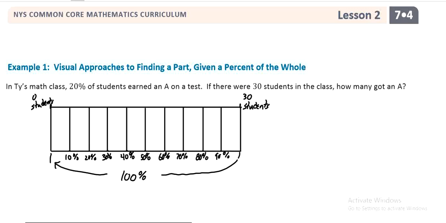Now on the top, I want you to think of this though. There are 30 students total in the class. So the whole in this case is 30 students. 100% would be all 30 students earning an A on the test, but we see how that doesn't happen.